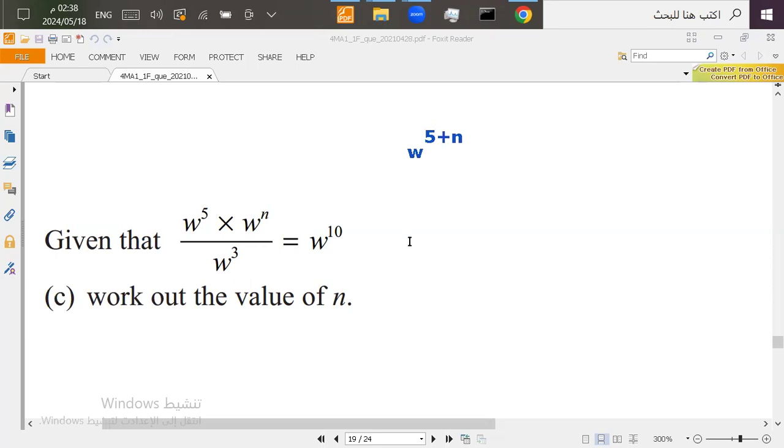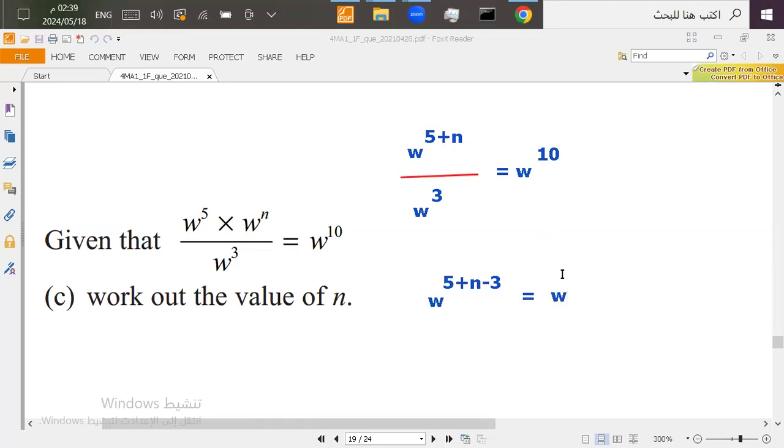And then down here, we will have w power of 3. Okay? And the fraction line here equals w power of 10. Now, same idea here. When we divide the same variables in the base or the same base numbers, we're going to subtract the powers. It means the w will have a power of 5 plus n minus 3, like this. As we said, 5 plus n minus 3. And it will equal w power of 10.